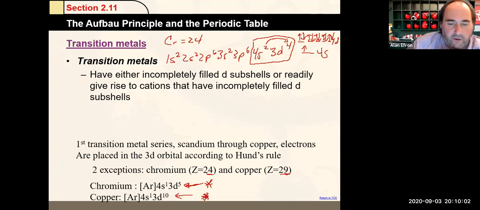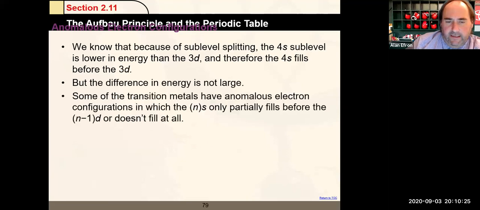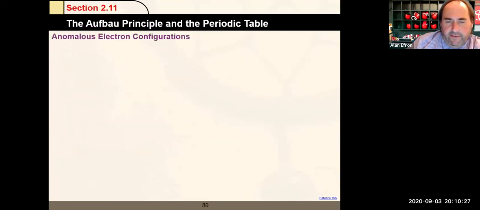And if you look at where chromium and copper are on the periodic table, and you go below them, there's a lot more exceptions. There's actually some that have no electrons in the S. They've all been sort of promoted up to the D level. And I think I've got some of those coming up on the slide, yeah. And we'll come back to that in just a sec.